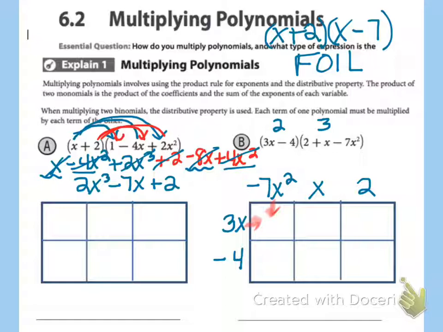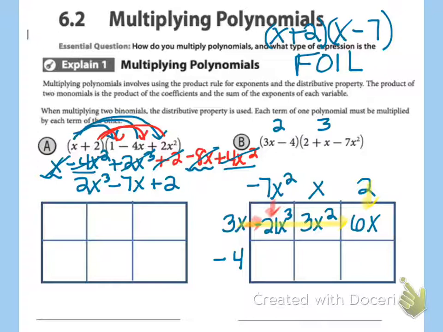So 3x times negative 7x squared is negative 21x cubed. Then I have the 3x. I'm going to multiply it by the next column, which is the x. So 3x times x, that's 3x squared. And then 3x times the 2. So again, just to make sure you're following, I'm taking this row with this column and filling that in there. So that would be 6x.